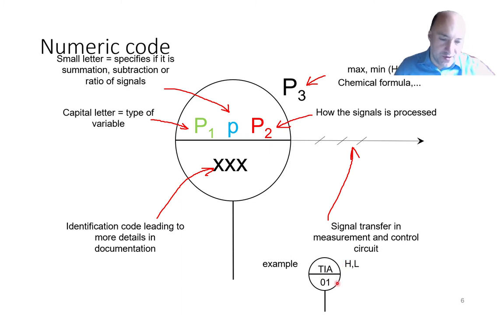And this number goes to the technical documentation, to a table in most cases, where I can find some additional info. For example, I can find what the principle of the sensor is, or what type it is, or what the output signal is.